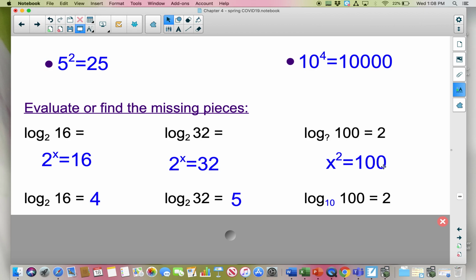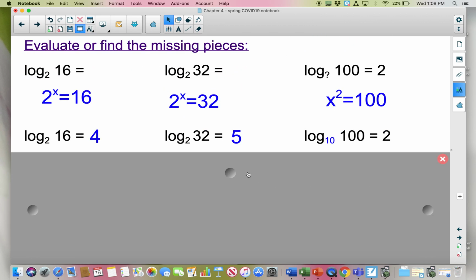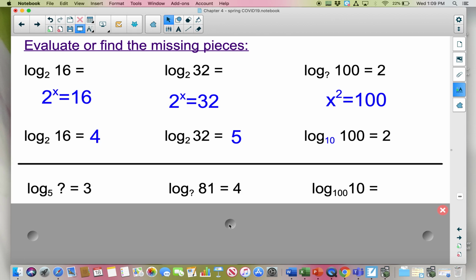Okay, so take a moment and look at the correlation between these. Obviously, if the video is going too fast, that's the nice thing about videos. You can pause and evaluate these. Okay, just one more set here. So again, if I'm trying to figure out all these question marks, I can put these logs into exponential thinking and figure out the answer.